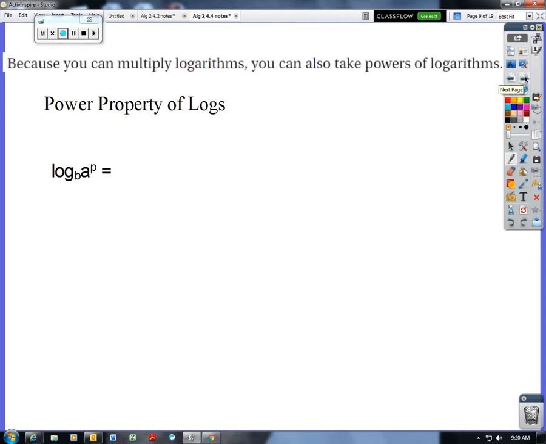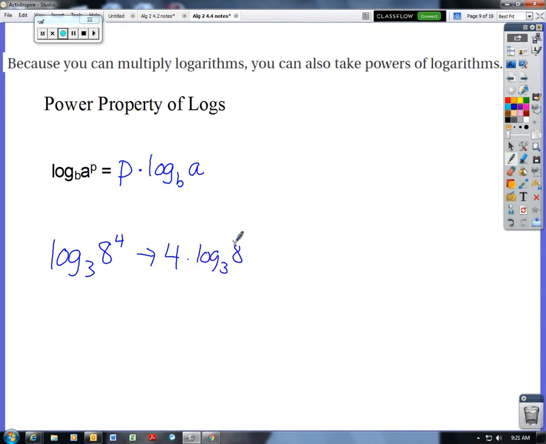Sorry. And then this is the third property. This is called the power property, and this one's kind of interesting. This is when you have the log of a power, we can actually bring this exponent p out front and multiply it to log base b of a. So with numbers, if you had log base 3 of, I don't know, 8 to the 4th, for instance, that's the same as pulling the 4 out front: 4 times log base 3 of 8.